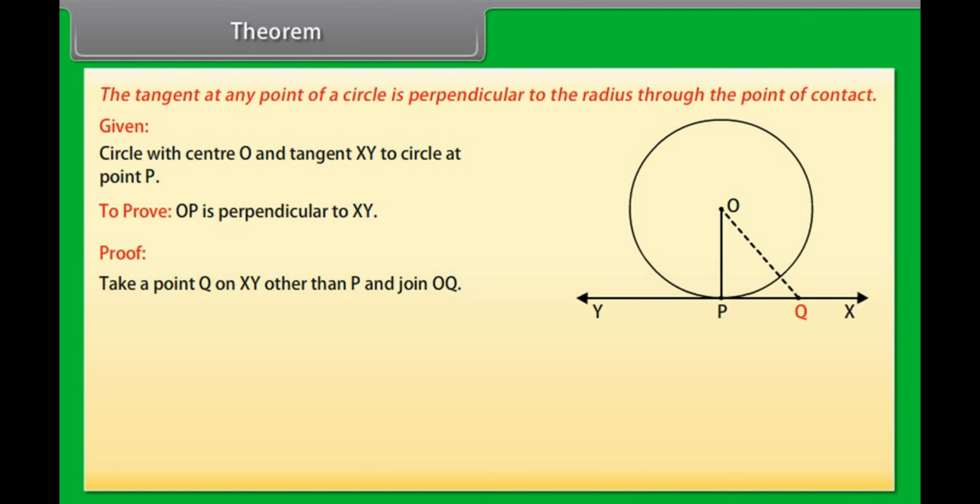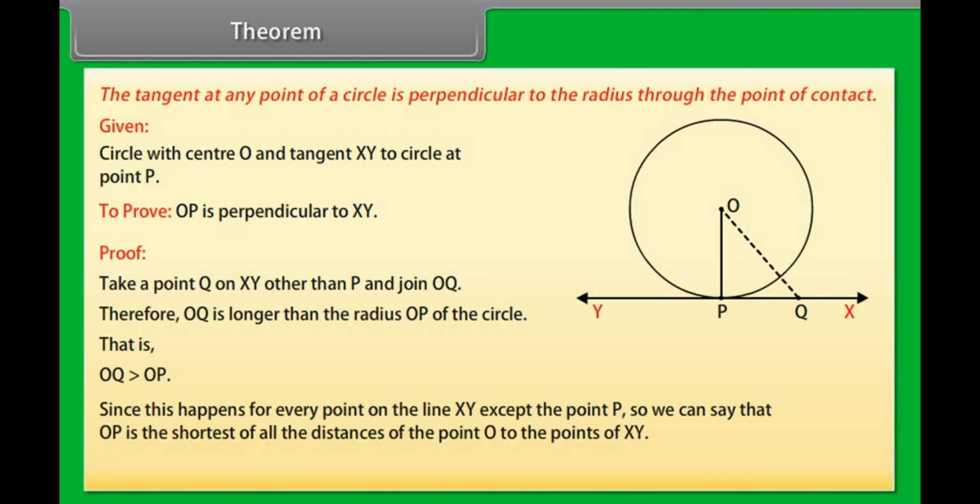Also, the point Q must lie outside the circle, because if Q lies inside the circle, then XY will become a secant and not a tangent to the circle. Therefore, OQ is longer than the radius OP of the circle. That is, OQ is greater than OP. Since this happens for every point on the line XY except the point P, we can say that OP is the shortest of all the distances of the point O to the points of XY. Hence, OP is perpendicular to XY.